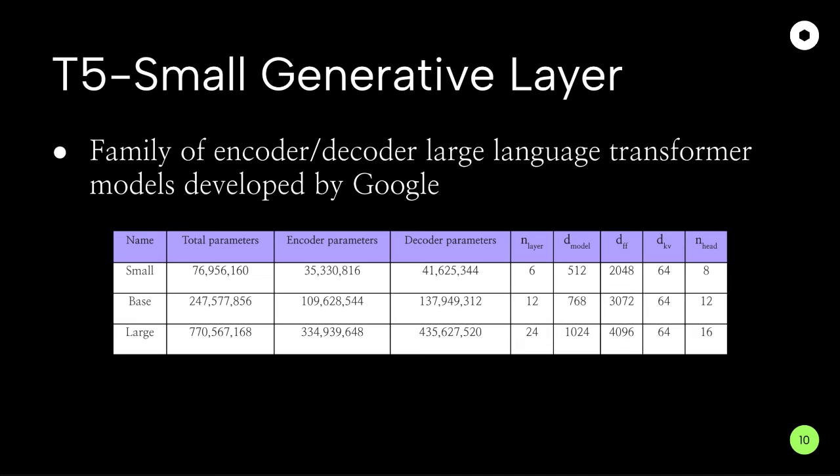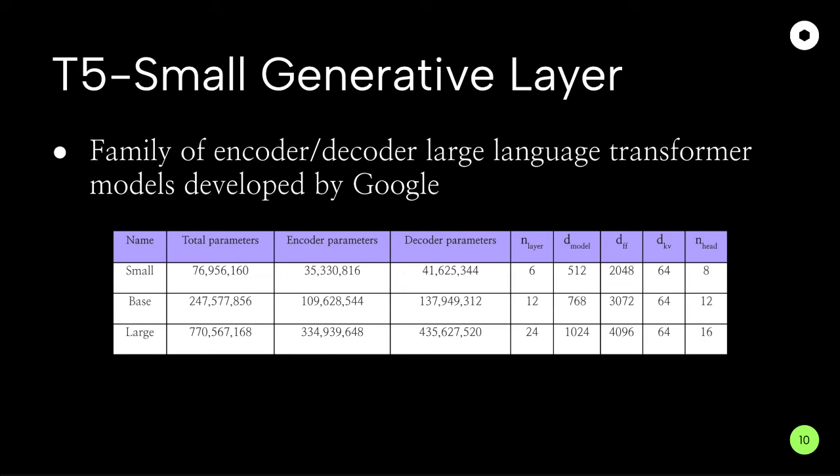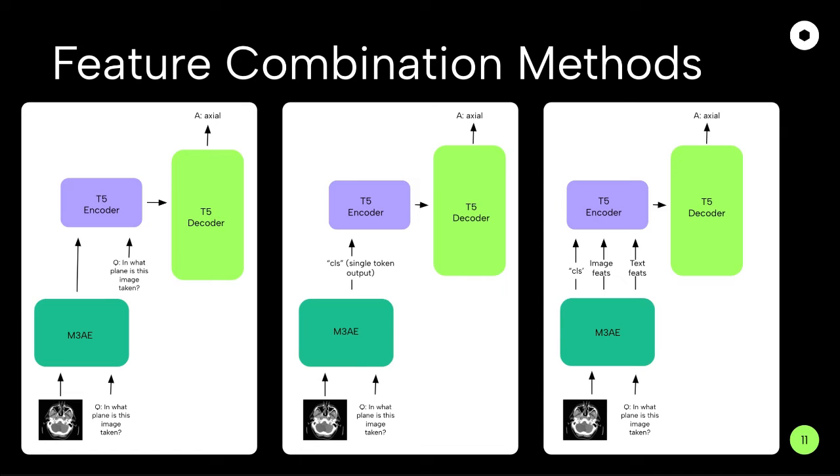The idea was thus to replace this classification layer with a generative head to improve the model's flexibility, especially on unseen data. Specifically, we used the T5 small encoder-decoder LLM. We tested 3 different input methods for T5. First, as shown on the left, we tried passing in both the M3AE outputs as well as the tokenized original question into the T5 encoder.